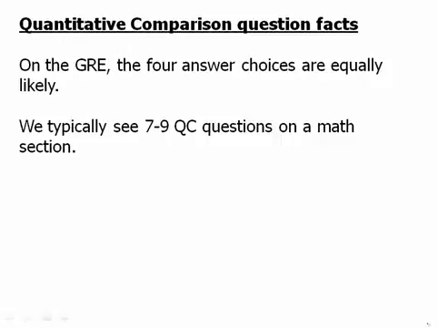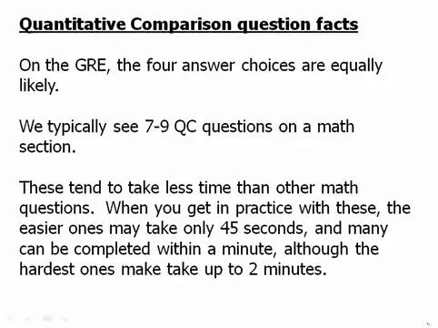Typically, you'll see somewhere in the neighborhood of about 7 or 9 quantitative questions on a math section. Typically, the quant section opens with quantitative comparison questions. So they're the first questions you see. These tend to take less time than other math questions for reasons that we'll talk about a little bit later. Basically, you only have to do a comparison. You don't have to do a full calculation in many cases. When you get in practice with these, the easier ones may take only 45 seconds. So you may well find that you can race through some of these questions compared to other question formats.